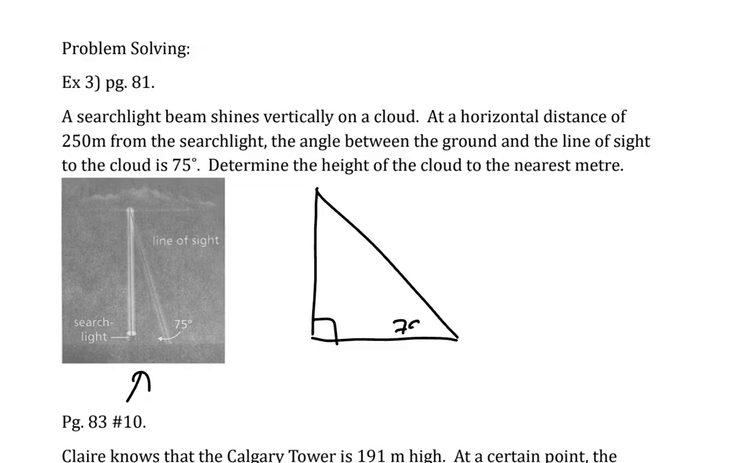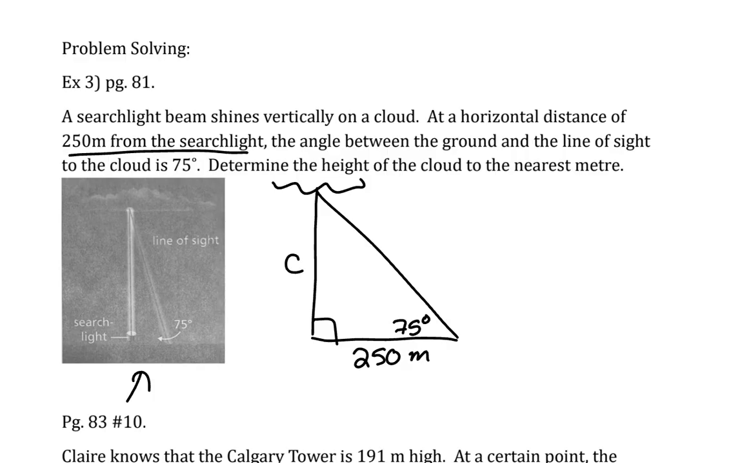So this guy right here is going to be 75 degrees. We know the horizontal distance from the searchlight is going to be 250. So this is where we're going to put that 250 meters. So we want to determine what the height is because our cloud is up here. So we want to find out what this guy is right here. So we're going to call that our H. Okay. I don't like that because that's like hypotenuse. We're just going to call it C. This is the height of that cloud.